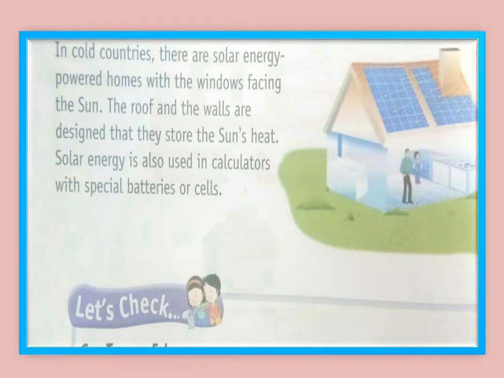Here hot water will be stored in the tank. In cold countries, there are solar energy powered homes with the windows facing the sun. The roof and the walls are designed in such a way that they store the sun's heat, so people would be able to escape from extreme or chilling cold.